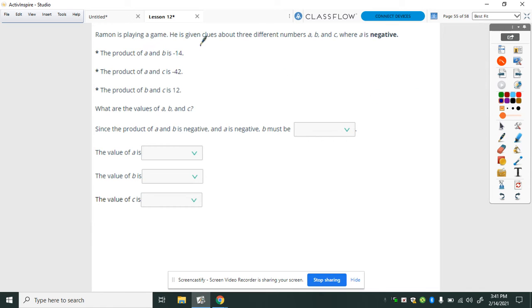Ramon is playing a game. He is given clues about the three numbers, A, B, and C, where A is negative. So no matter what, A we know down here is negative. The product of A and B is -14. So A times B equals -14. And remember, A is negative.